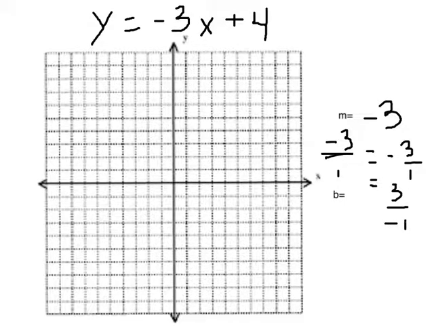And then what is my b? My b, I'm going to write it down here because I don't have space up there, is 4. What point is this at on the coordinate grid? This is at the point 0, comma 4.